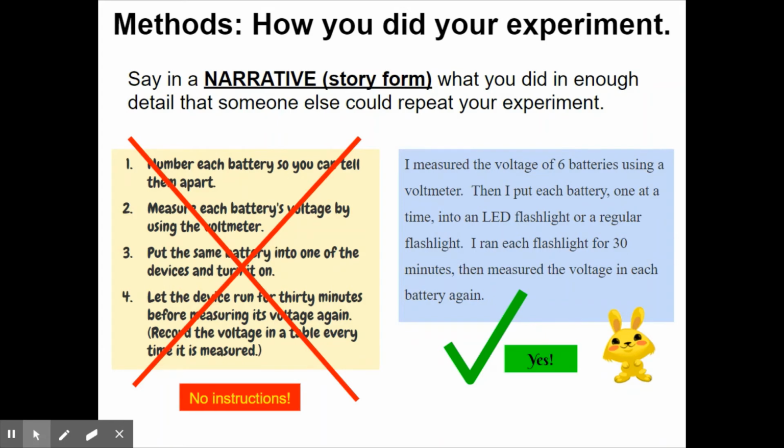But the format that I want you to have is to start thinking of yourself as a scientist, saying like, I measured the voltage of 6 batteries using a voltmeter. You don't have to use instructions like somebody told you how to do this, okay? That's what you do when you don't know what you're doing. You just follow somebody else's directions. And the idea here is that you're saying what you did in enough detail that you don't have to have a list. You don't have to have 1, 2, 3, 4, okay? So this is the format that I want you to try to practice.